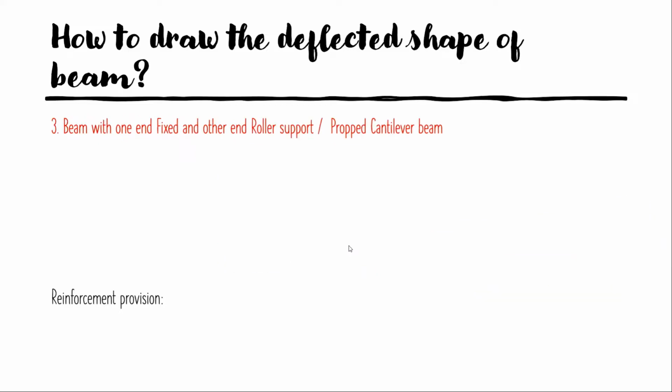Now beam with one end fixed and other end roller support means propped cantilever. So how we will design this, let us start. Load is there. Now what we know about the reactions, first we will see.